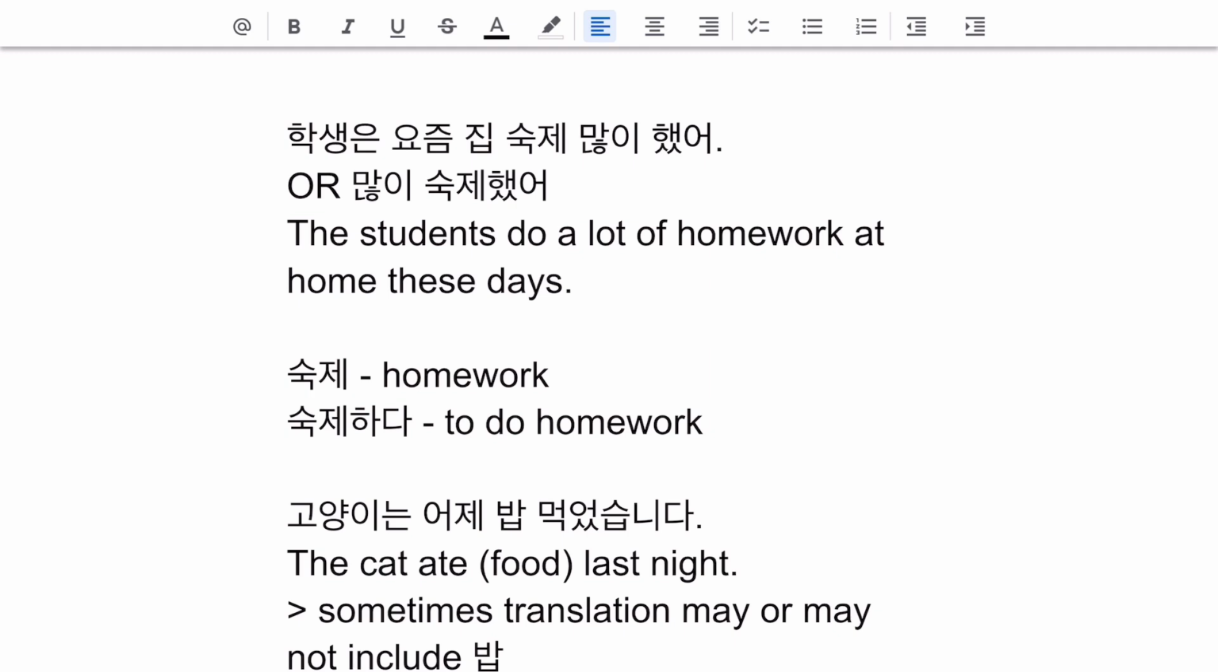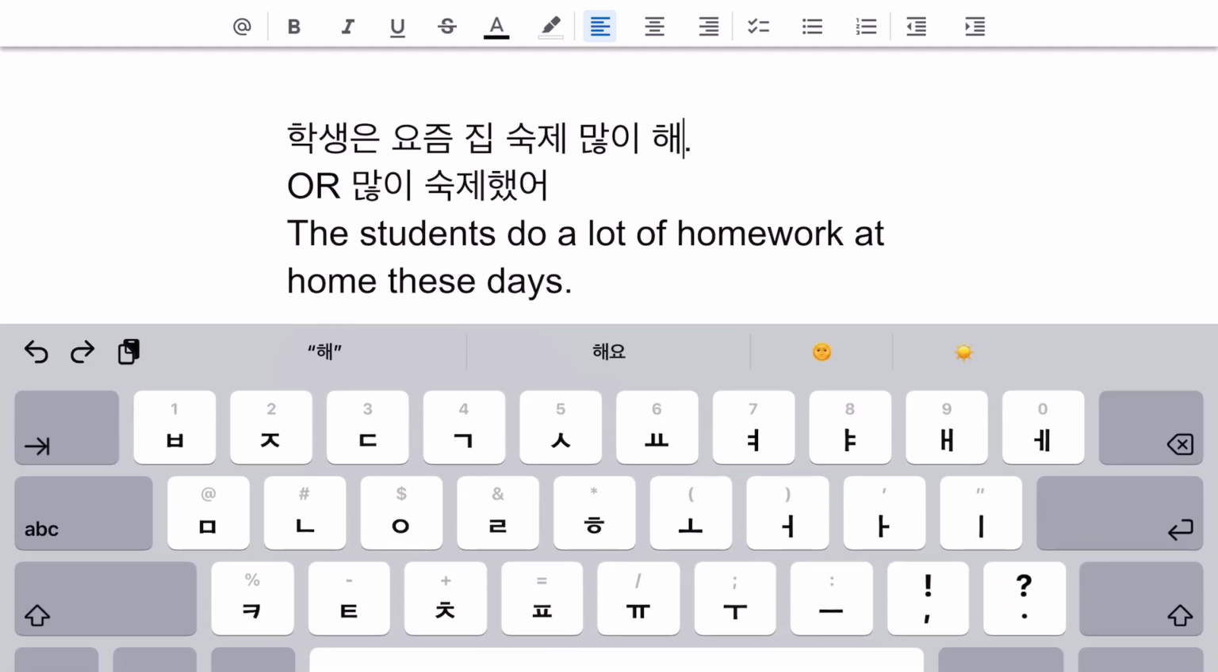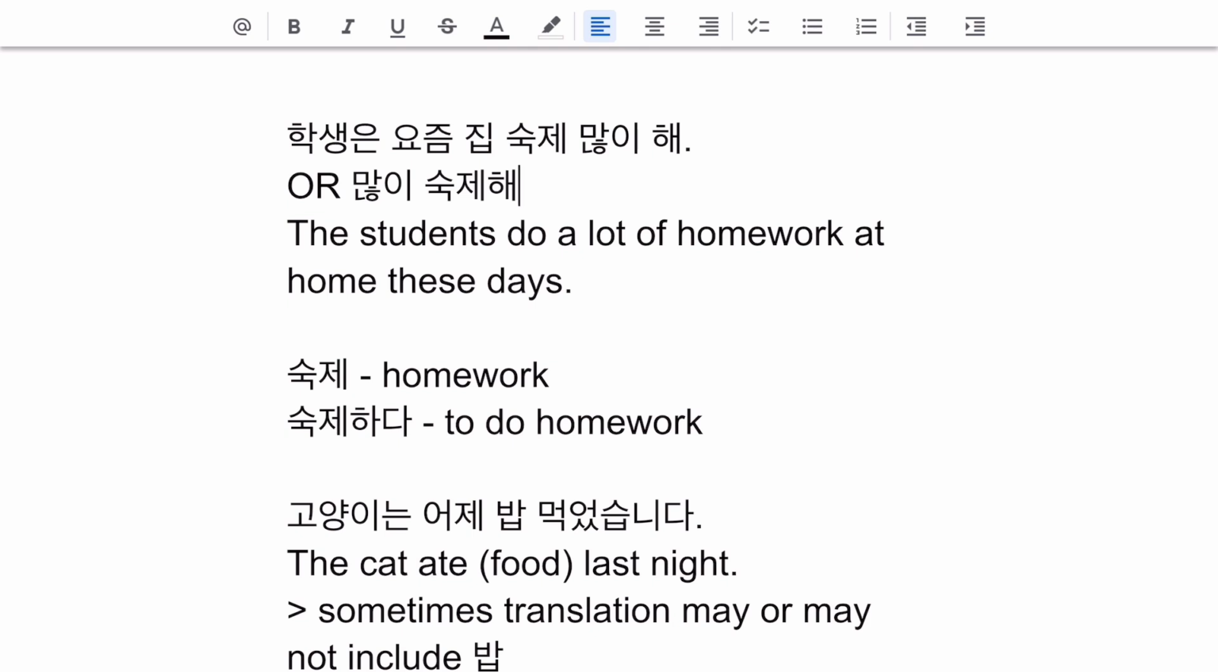When? These days, 요즘. Where do they do a lot of homework? At home, 집. What do they do a lot of at home? 숙제, homework. How do they do homework at home? They do it a lot, 많이. And then 했어, they do. I guess this is past tense. Maybe this should be present tense. 학생은 요즘 집 숙제 많이 해, or 많이 숙제해.